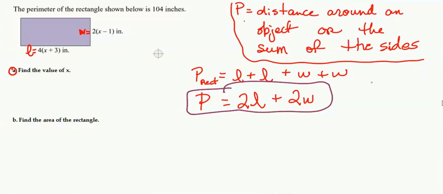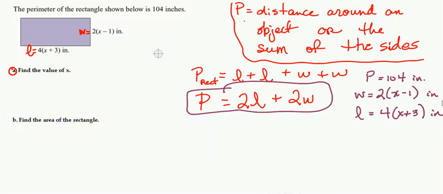We're told that the perimeter is 104 inches, right? We're told that the width is equal to 2x minus 1, of course inches. We're told that the length is 4x plus 3 inches. And so we can go ahead and just plug everything in. Everything unknown in that formula is now known, and we just need to plug in.